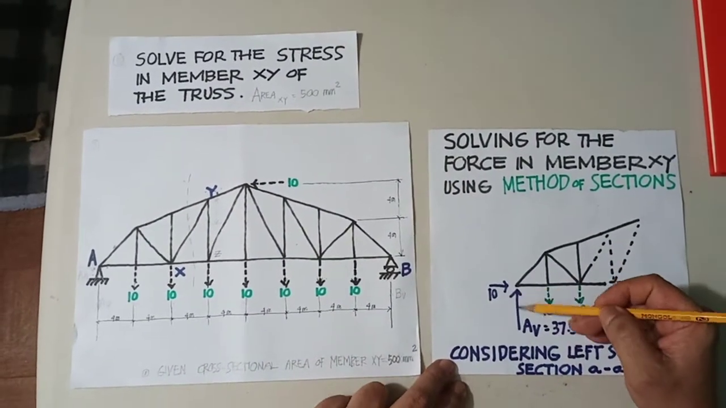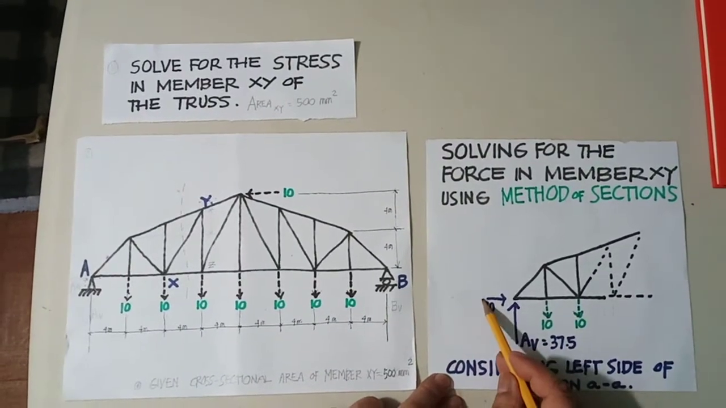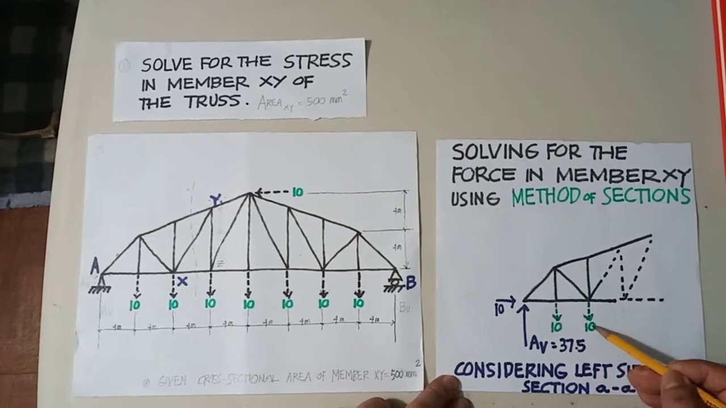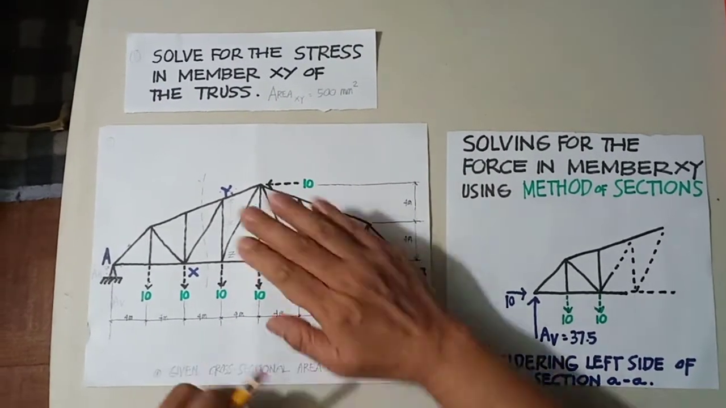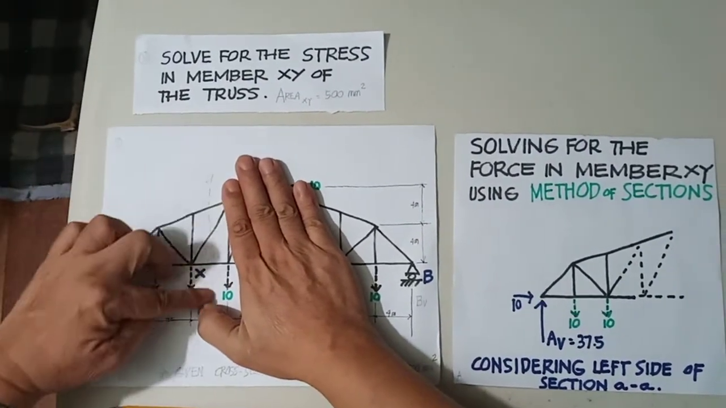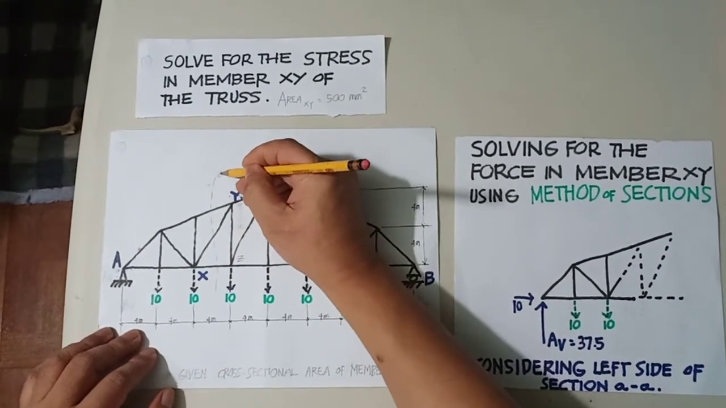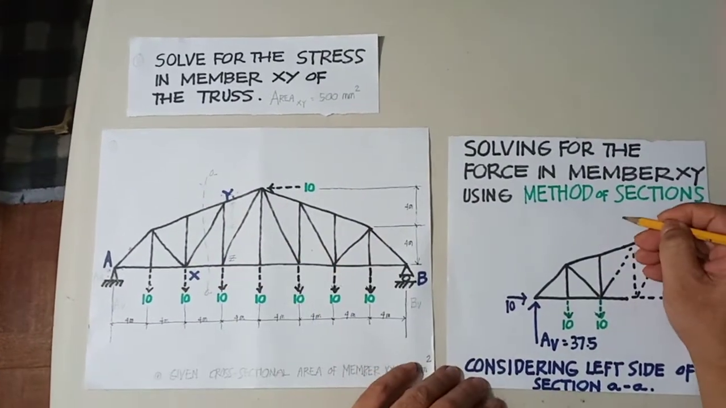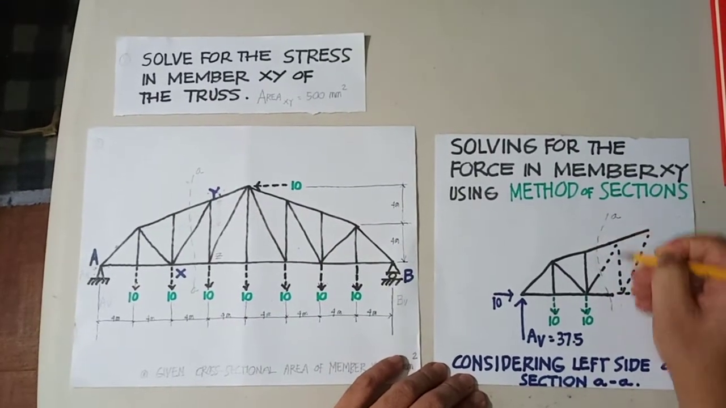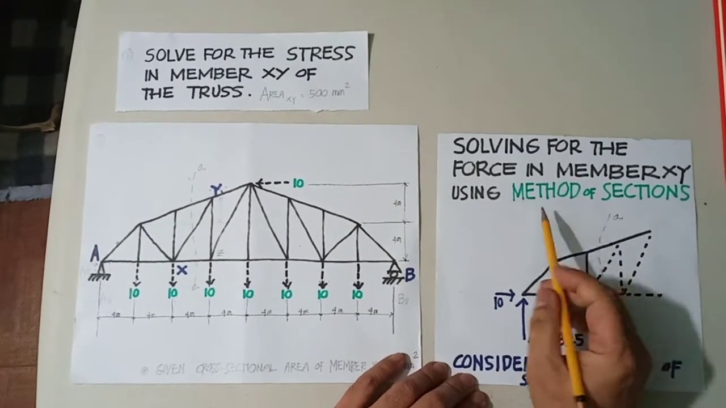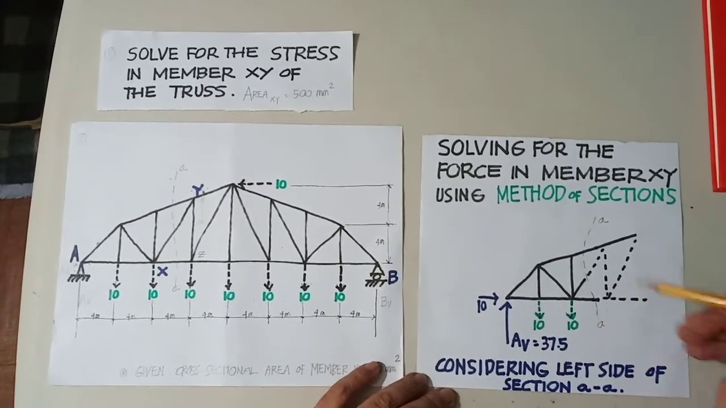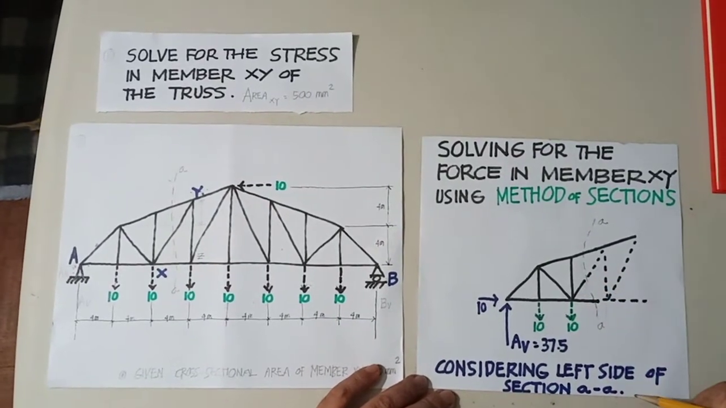Initially, you were able to solve for Ay as 37.5 and the horizontal reaction at point A as equivalent to 10 kilonewtons, because we are just trying to consider this particular section, our section AA. So this will be the part of the section that we were able to consider. We are using the method of sections in trying to solve for the force in member XY. This will be our member XY.